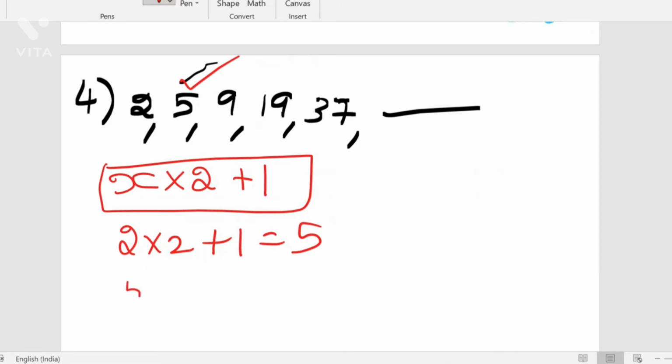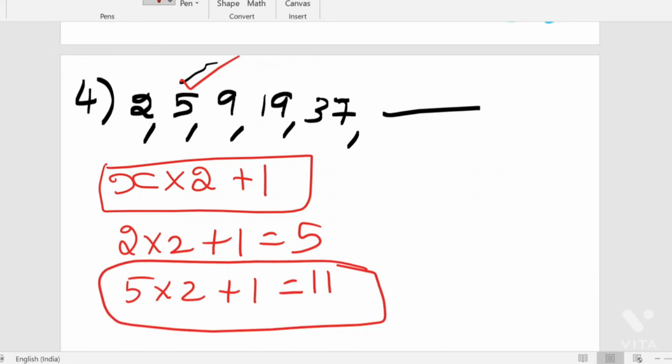Next we have 5. 5 into 2 plus 1. So 5 into 2 means 10, plus 1, 11. Here we are not getting 9. So what is wrong here? If you follow this, we should get 11, but we are getting 9. So something is wrong with the sequence, right? If we are not able to follow the same formula for all the numbers, something is wrong. So we have to apply another formula in such a case.